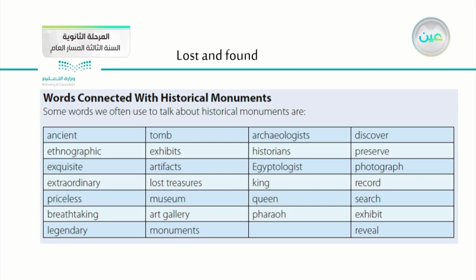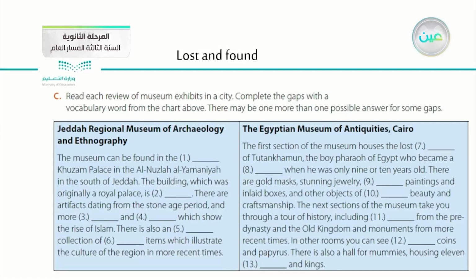After that, we have words connected with historical monuments. We have here a list of words that are related to or often used to talk about historical monuments. We are going to use these words when we talk about these two following texts. In number one, we are going to talk about Jeddah Regional Museum of Archaeology and Ethnography. The second one, the Egyptian Museum of Antiquities in Cairo.